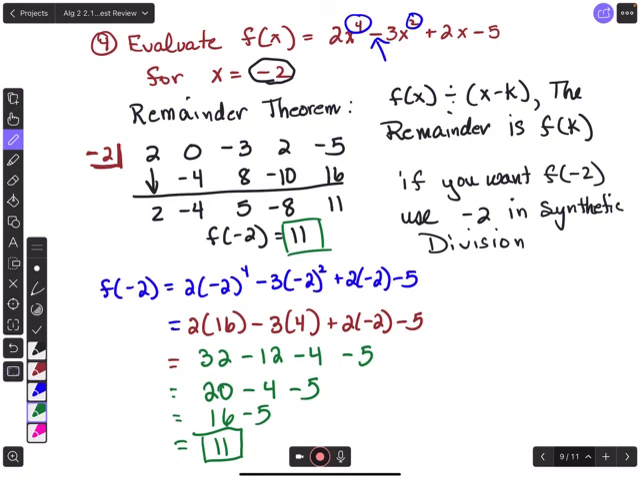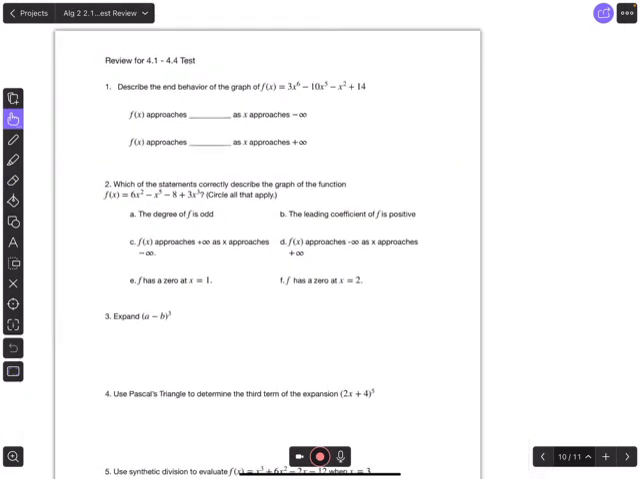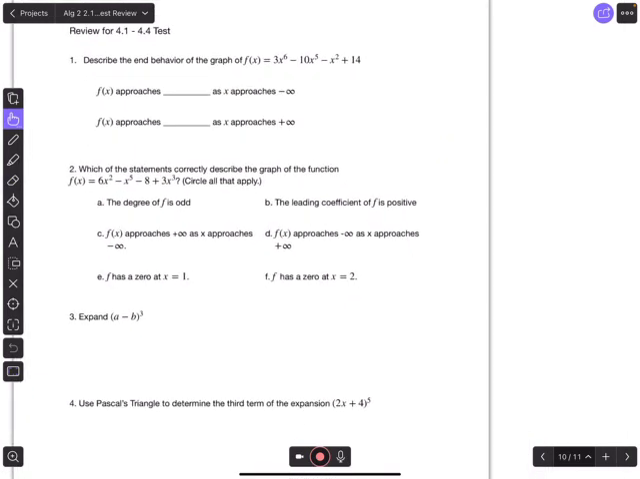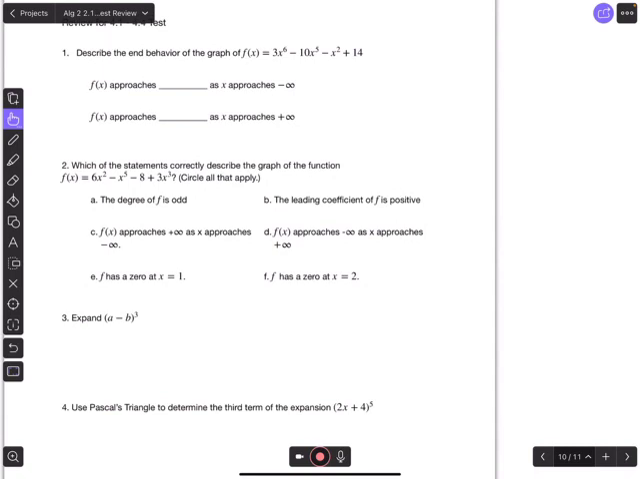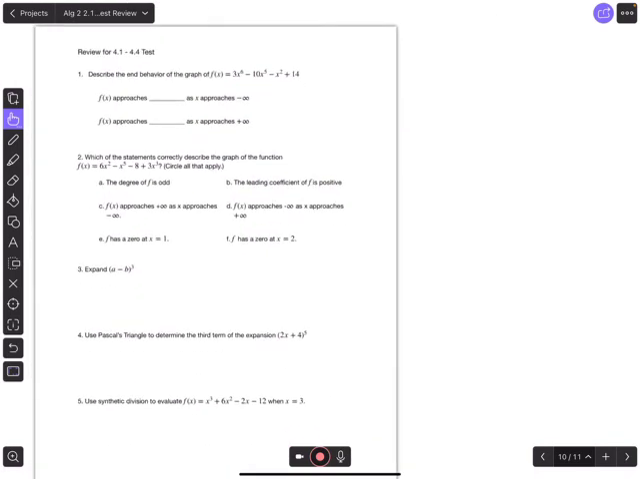Anyway, I'll edit out some of that stuff. And I think that's it, let me double check here. Yeah, that gets you to your review, everybody, for the first part of it. So 1, 2, 3, 4, and 5 is your assignment for the weekend.